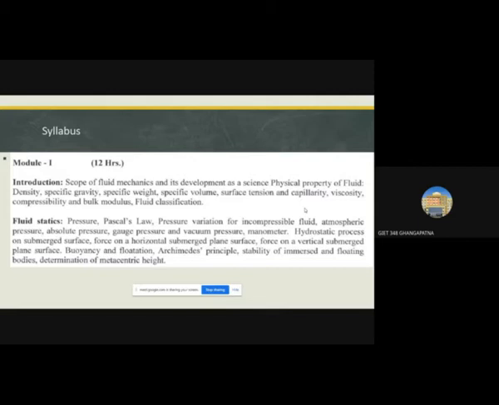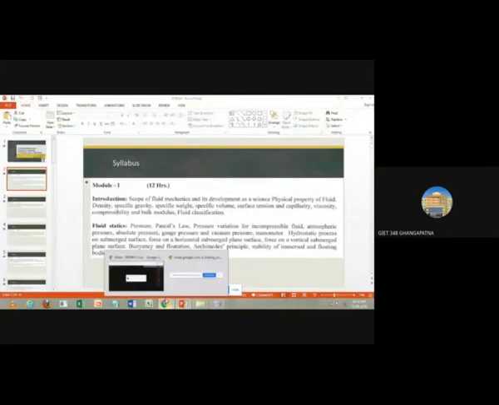If you consider that force, then that study is called kinetics. And if you do not consider the force which is responsible for the motion of the body, then that particular study is called kinematics. Just recall kinematics, okay? I already told you.